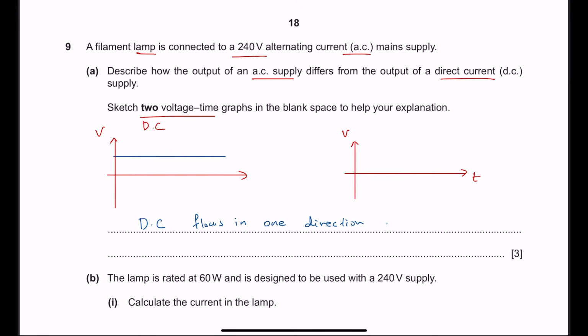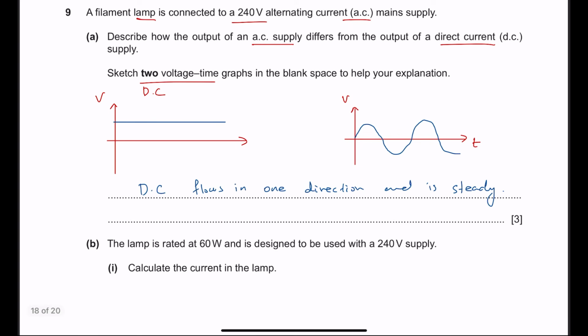One direction and is steady. The steady part doesn't have to be necessarily there, but the main point is that the direct current flows in one direction. On the other hand, the alternating current has both positive and negative values, and this is what the graph of alternating current looks like. So the positive and the negative values means that the direction is changing, and also the magnitude keeps varying.